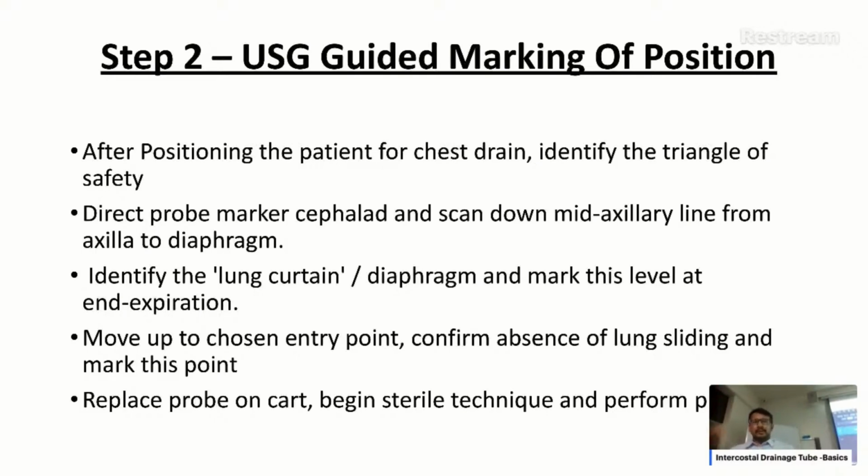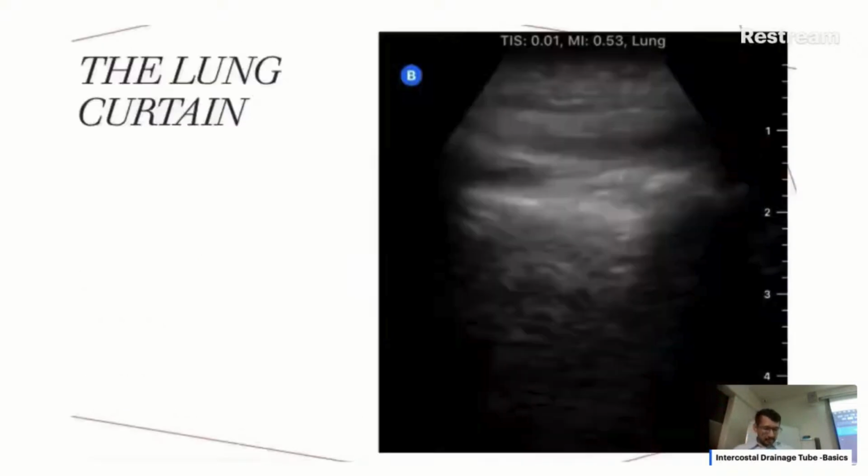This is the lowermost extent which you can go to, and preferably you have to be above this in every case. Now we have to move to the chosen entry point, confirm the absence of lung sliding, and mark this point. Lung sliding is the two bright lines on the USG, which is basically the parietal pleura and the visceral pleura. Now I'll show you the curtain sign.